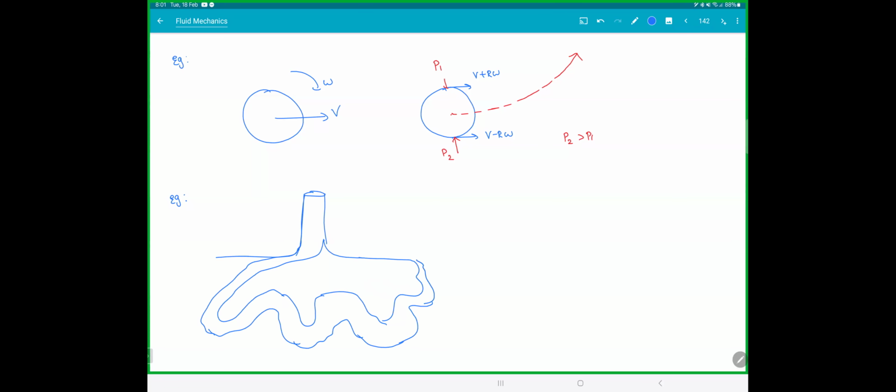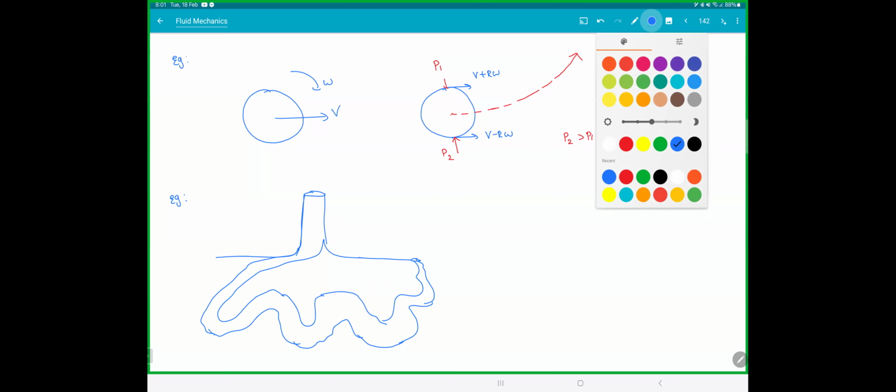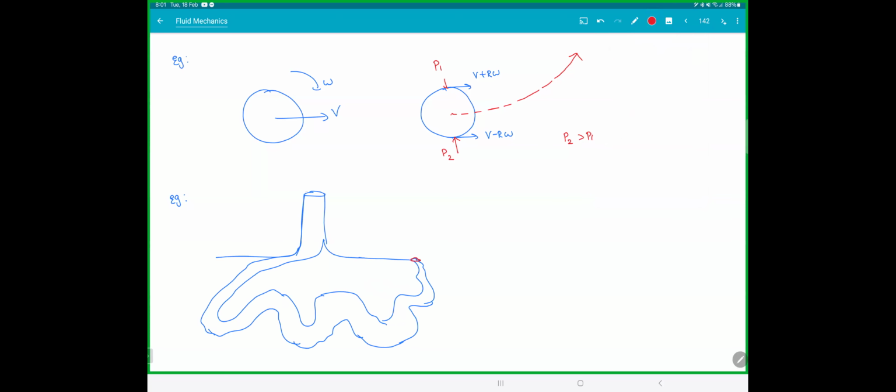Something like this. I'm just drawing a very simple version of it. So we have one exit here, one entry here. So the higher it goes, you must have noticed it, the higher the building, the wind blows more. So here, the pressure is P1 and here the pressure is P naught. P naught is greater than P1. So because of this, what will happen? The air will go inside from here.